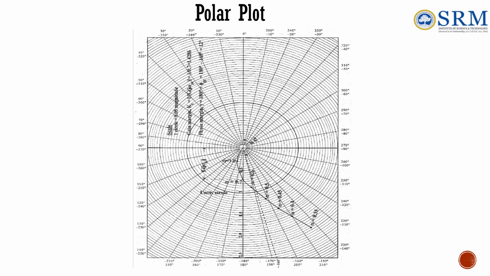After getting the magnitude and phase corresponding to different omega values, we can plot the graph on the polar graph sheet. Different degrees are given and we can mark the corresponding magnitude on the graph sheet. After marking the magnitude versus the phase, we can connect the points to get the polar plot.